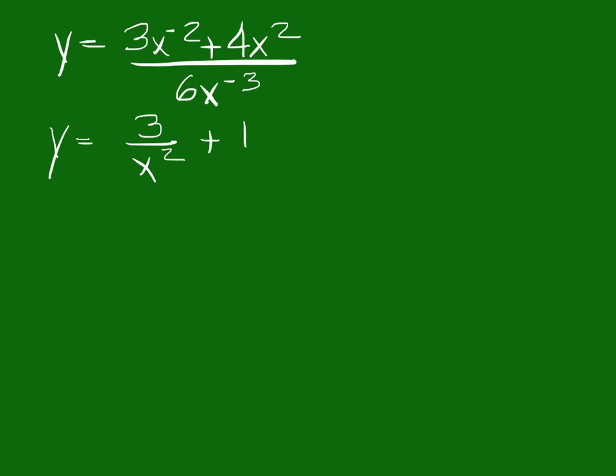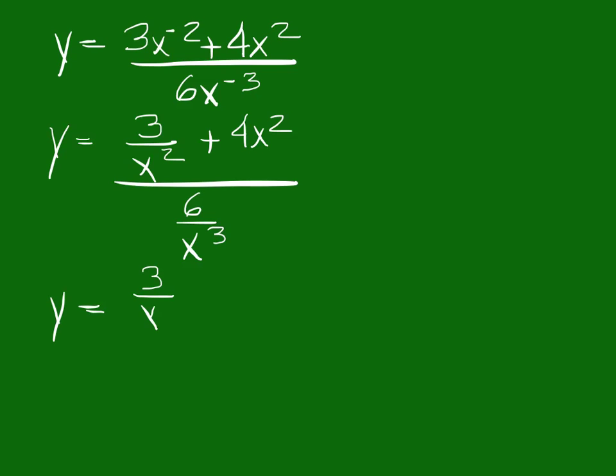And then the 4x squared stays the same. On the bottom, that would be 6 over x to the third. Now the bottom is not worrisome yet, but the top must be changed. You need a common denominator between x squared and 1, and that common denominator is x squared. So your 3 over x squared would not change.